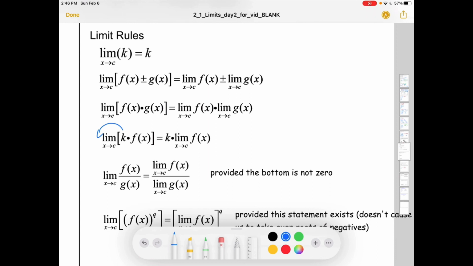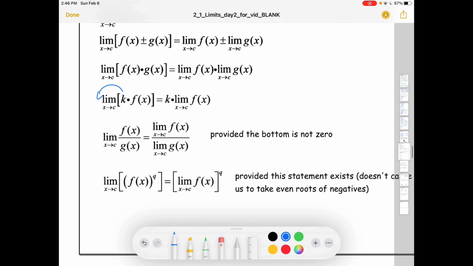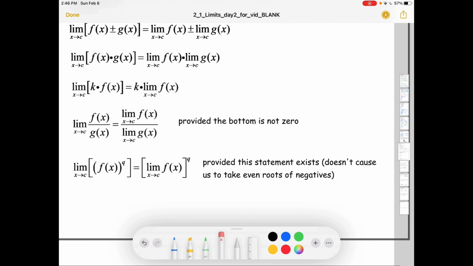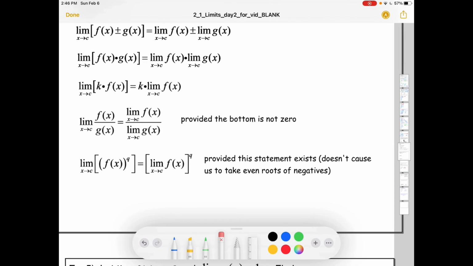If you're looking for the limit of a fraction, well, you could do the limit of the top and the limit of the bottom, as long as that doesn't cause you undue issues. And if you have a limit of a power, well, you could pop that power outside. So in other words, you could do the limit of the simpler part and then apply the power, provided the statement exists and doesn't cause us to do weird stuff like take even roots of negatives. I'll show you what that means in a couple of little sort of logic puzzly questions.